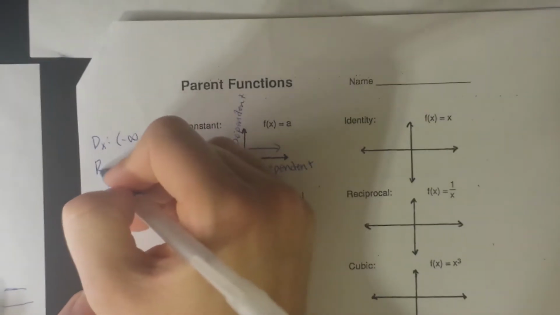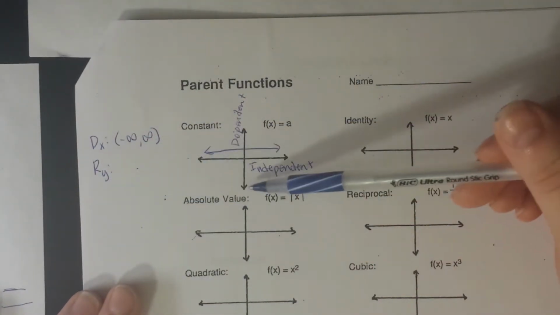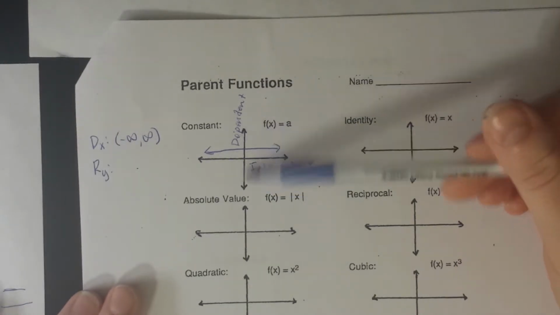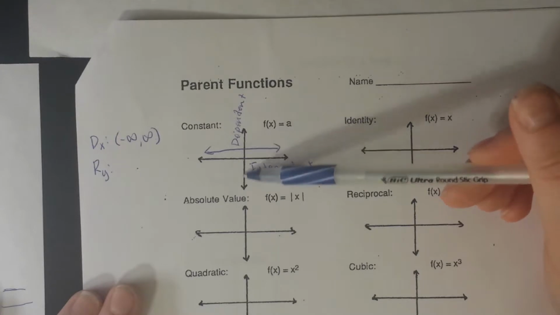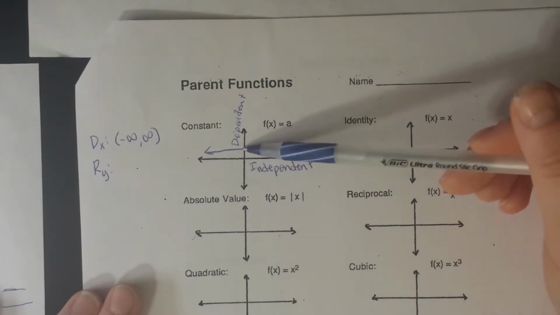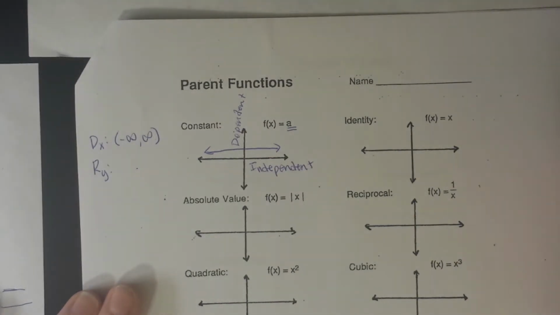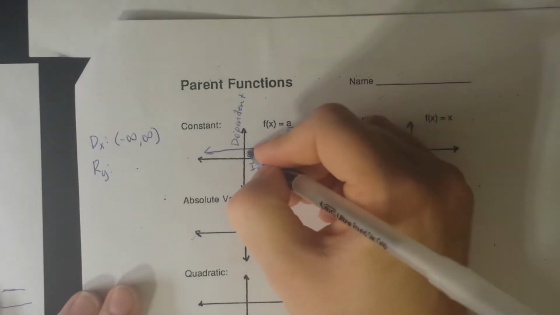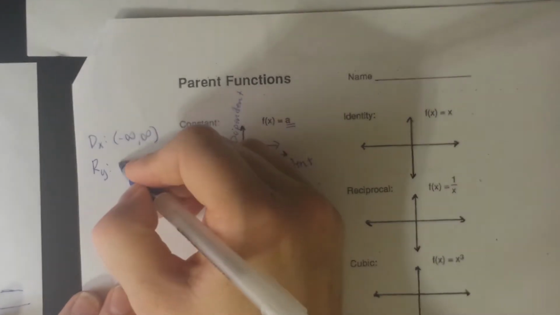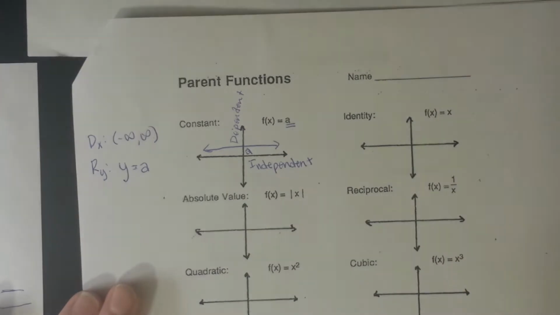The range, I like to do r sub y. Now for the range, I use the y, so I remember that it is vertically along the y-axis. So how far down does this go versus how far up does it go? Well, it only goes as low and as high as that constant a. So this is of height a. So our range is y equals a, because it doesn't ever go below a or above a.